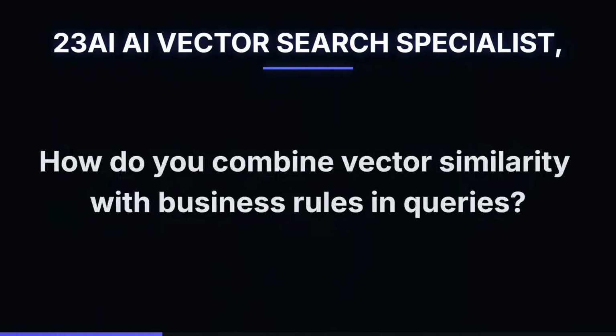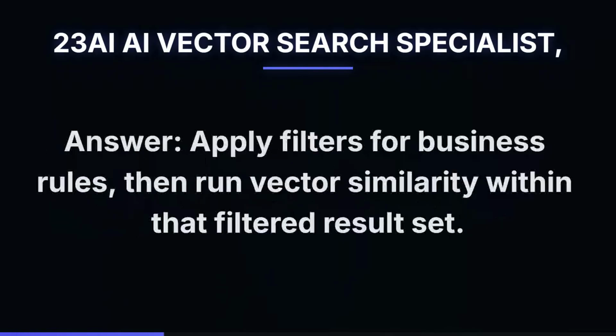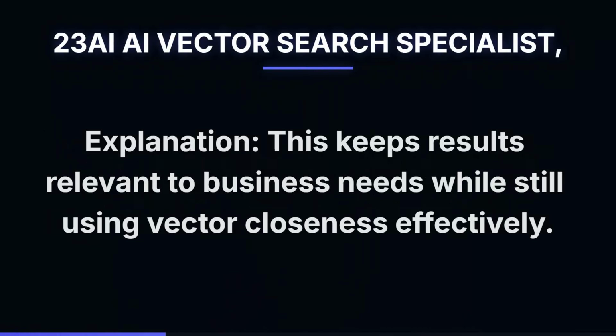13. How do you combine vector similarity with business rules in queries? Apply filters for business rules, then run vector similarity within that filtered result set. This keeps results relevant to business needs while still using vector closeness effectively.